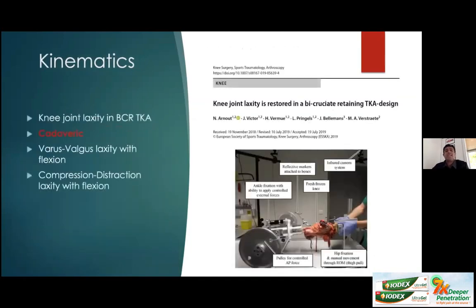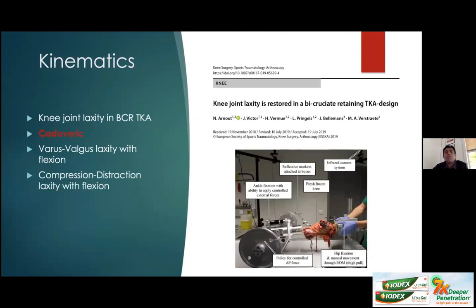Now, what about laxity? The biggest problem with a bicruciate retaining design is postoperative stiffness, because we still don't understand what happens to the ACL and the PCL in arthritis. Do they become stiff? Do they become loose? What happens to the other ligaments? We know that some of the other ligaments become tight. So what about laxity in bicruciate retaining total knees?